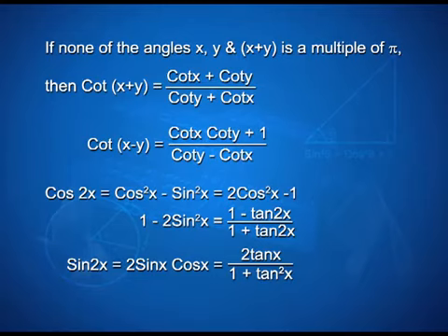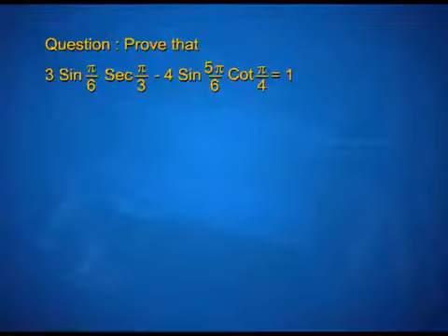Now, students, as we have learnt about so many identities, let us use those identities to solve some interesting problems. Prove that 3 into sin pi upon 6 into sec pi upon 3 minus 4 sin 5 pi upon 6 into cot pi upon 4 is equal to 1.